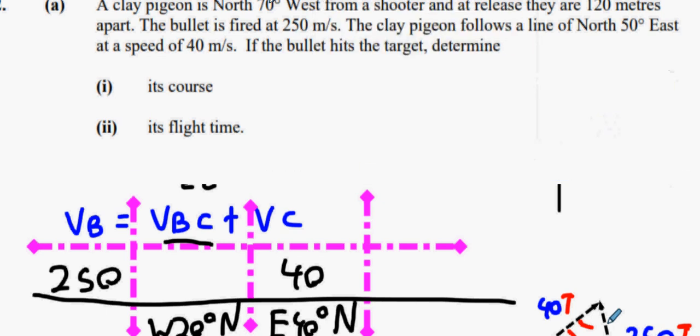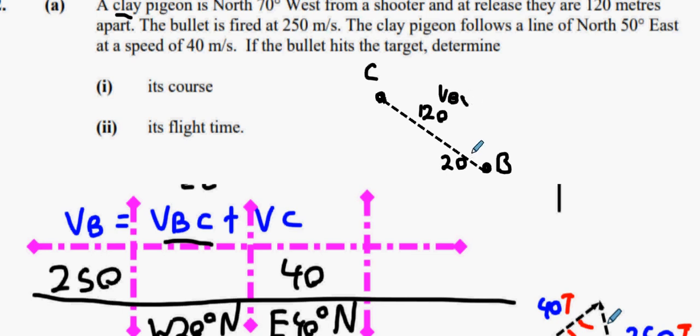We decided that B is the velocity of the bullet and C is the clay pigeon, alright? And at the very beginning of the question, we decided that this person here, the clay, is north 70 degrees west. Okay? So that's C and that's B. It's 120 meters. And this will also be the direction of phi BC.